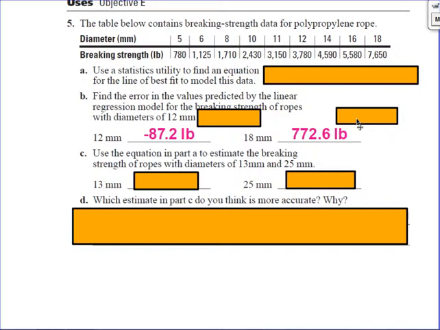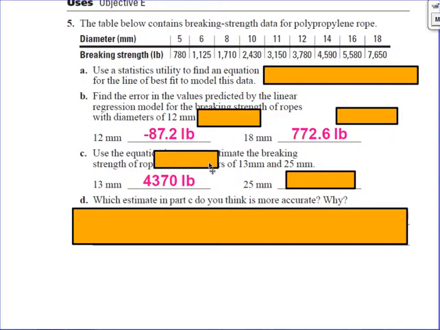In letter C, use the equation you wrote in part A to estimate the breaking strength of ropes with diameters of 13 and 25. This one's actually easier than part B. All you're doing is putting the 13 in for x and putting the 25 in for x. So, go ahead and do that, and when you're ready, hit the play key.